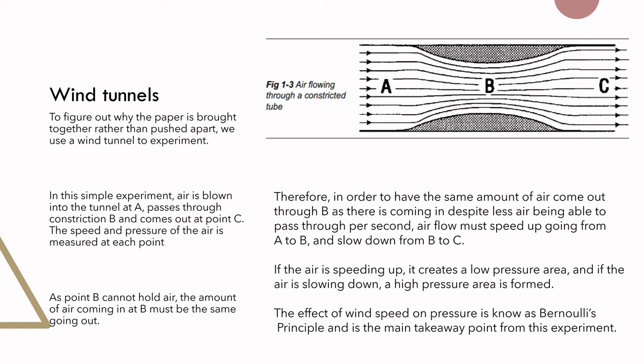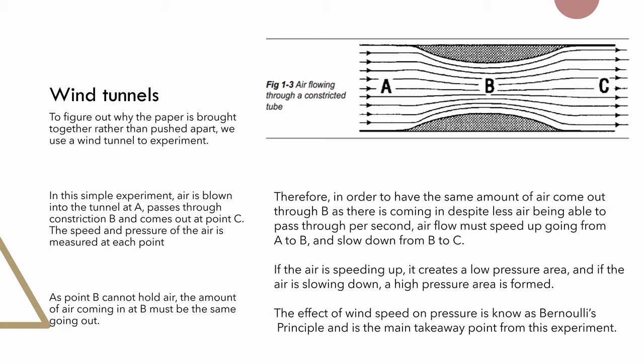If the air is speeding up, this creates a low pressure area, and if the air is slowing down, a high pressure area is formed. This effect of wind speed on pressure is known as Bernoulli's principle, and this is the main point you want to take away from this experiment, as it's what they ask you in the paper.